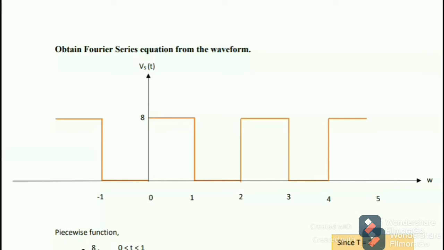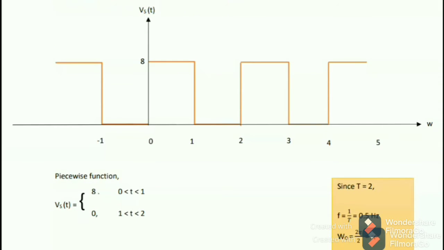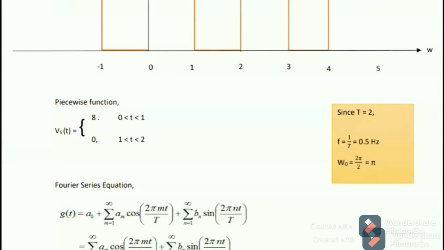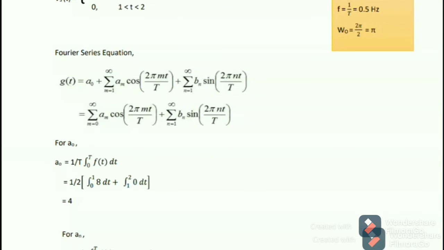So next, this is for the manual calculation. We need to obtain the Fourier series equation from the waveform. Based on the waveform, we got the piecewise function. Next, we need to solve the Fourier series equation. We need to find A0, An and Bn. For A0, we know the equation is 1 over T integral T0 f(t) dt, and we solve the equation. We got the answer is 4.